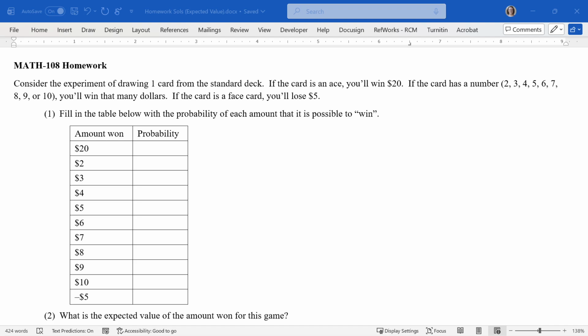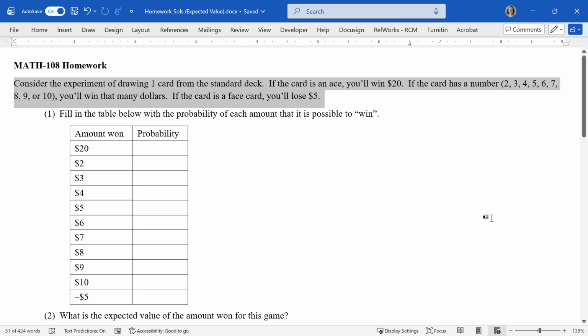Hello everyone. In this video I'm going to go over the Math-108 homework on expected value. So for the first set of questions here, consider the experiment of drawing one card from the standard deck.